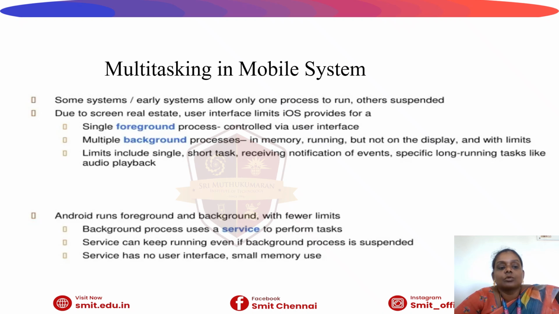And then multitasking in mobile systems. Mobile phones run multiple applications at the same time. For example, we can play music, chat using WhatsApp, and also have a browser downloading. So multiple tasks in a single mobile phone. Mobile phones run multiple applications at the same time, which is called multitasking in mobile applications. The CPU switches between applications very fast. That's why the phone feels smooth.